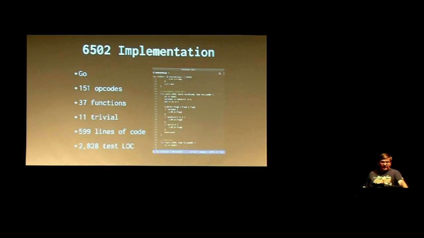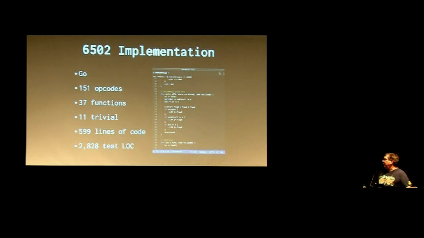So my 6502 implementation, I wrote mine in the Go programming language. Has anybody here used Go? Okay. Who liked Go? Who likes Go? Nobody likes Go? Okay, we got somebody back there. We got a brave soul back there. Some other people do, too. So it's actually a fun language to work with.